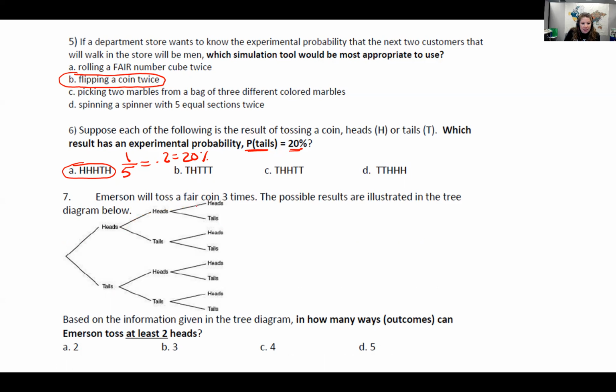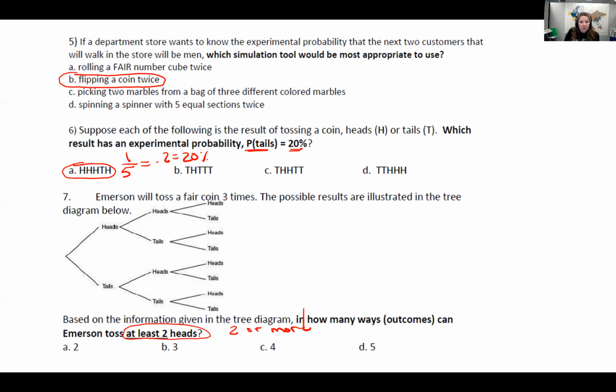So this would represent heads, heads, heads. This would be heads, heads, tails; heads, tails, heads; heads, tails, tails, and so on and so forth. So how many times could Emerson toss at least 2 heads? That means 2 or more.